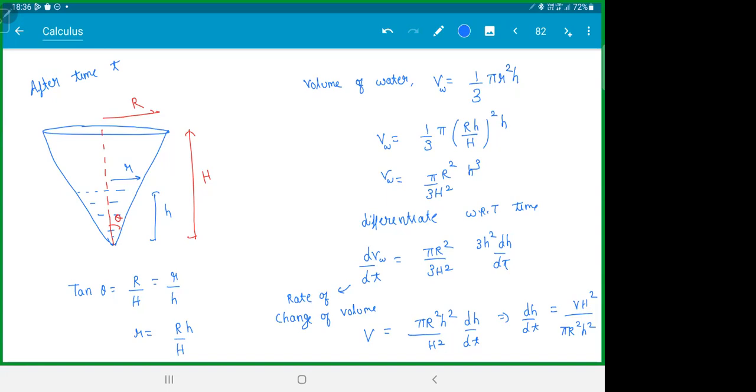I hope this was clear. Not tough, but the main thing you should know is that small h and small r are related. So you have to bring the entire volume of that liquid at time t in terms of small h, and then just differentiate.